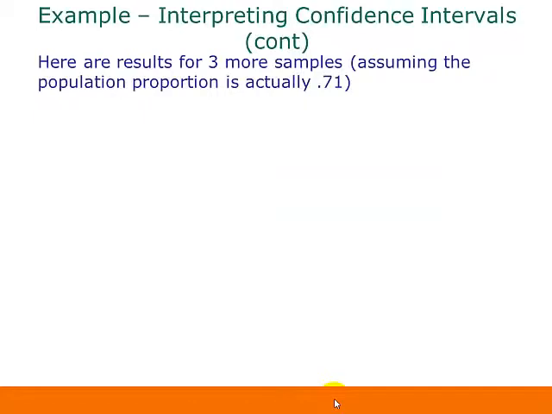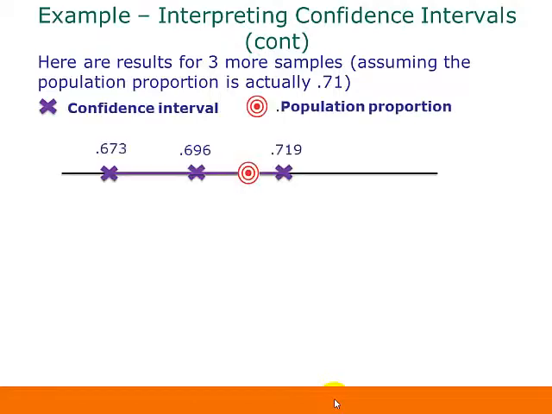So let's say that we took 3 more samples and looked at the results, and again we're assuming our true population proportion is actually 0.71. So here's one sample and the confidence interval. For this sample, the sample proportion was 0.696. Again, that's in the middle of our confidence interval, and our confidence interval goes from 0.673 to 0.719. Here's the true population proportion. So this one would be a hit because the population proportion is included in that interval. So that one's a hit.